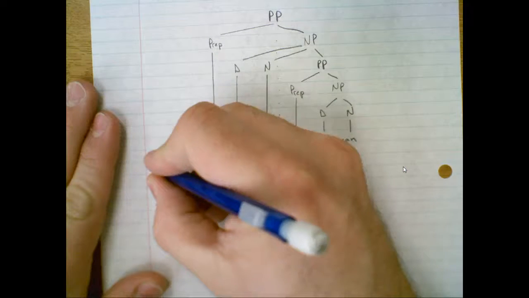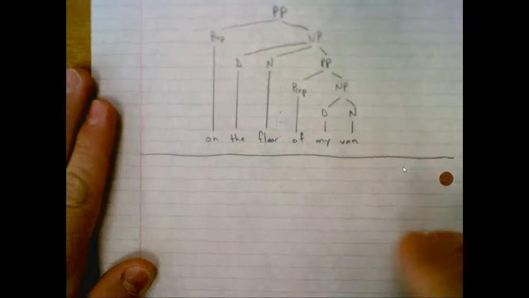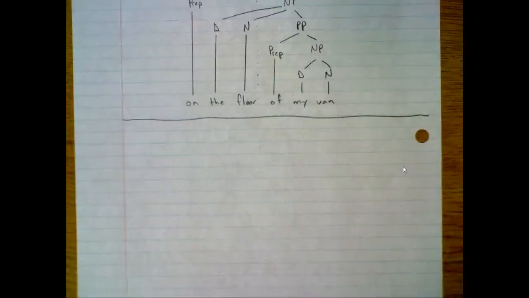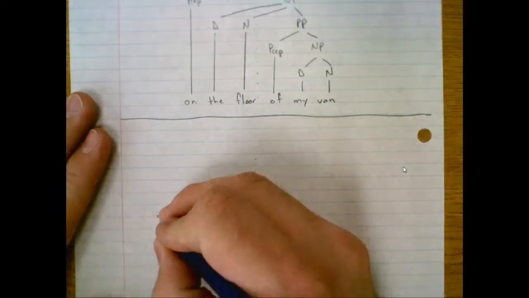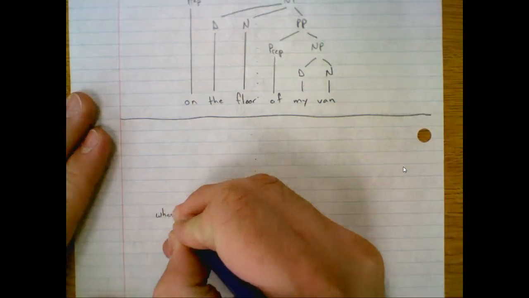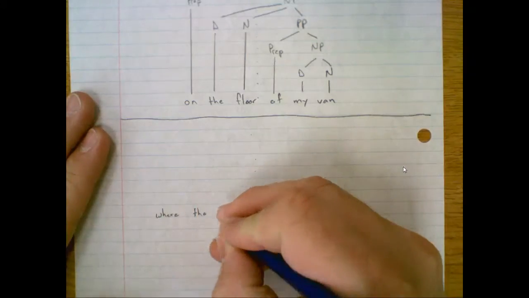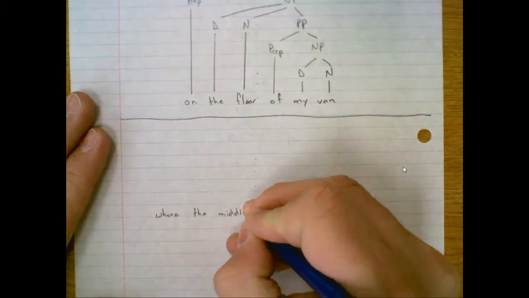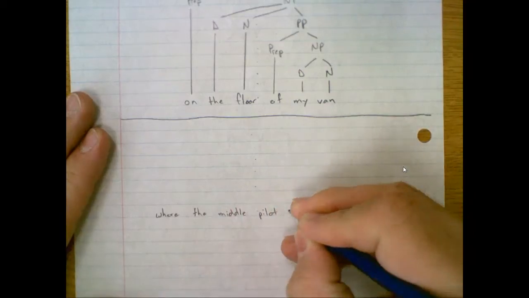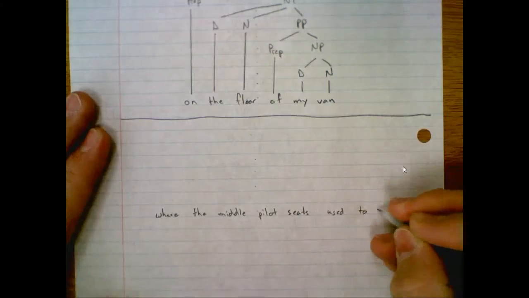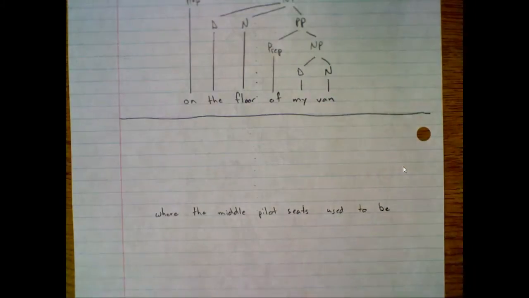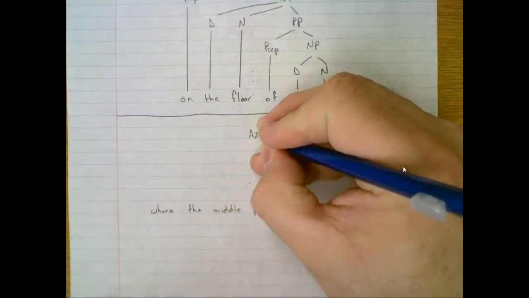Just start a new one. There we go. Now for this one, let's see, I need 1, 2, 3, 4, 5, 6, 7, just 7 lines. So I can write my clause here. Where the middle pilot seats, there we go, where the middle pilot seats used to be. And we've already talked about what this overall structure is. This is an adverb clause.